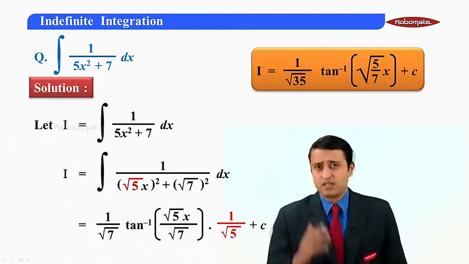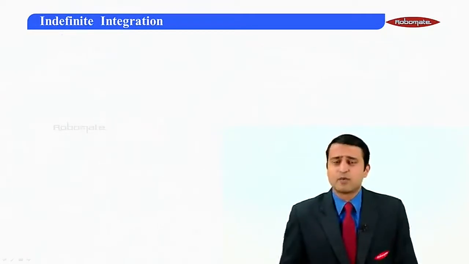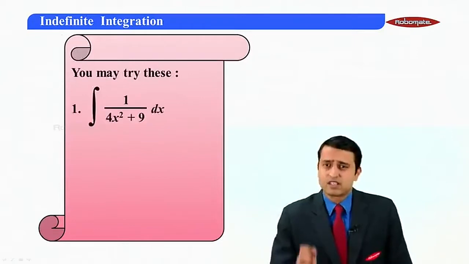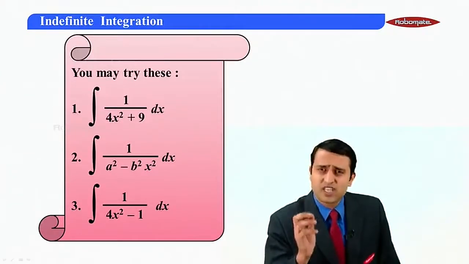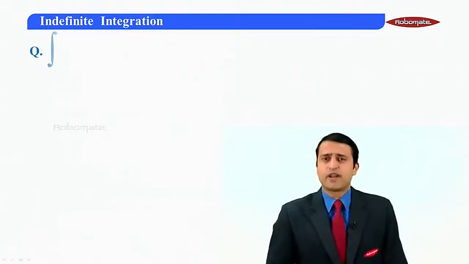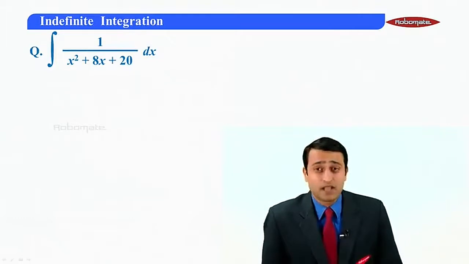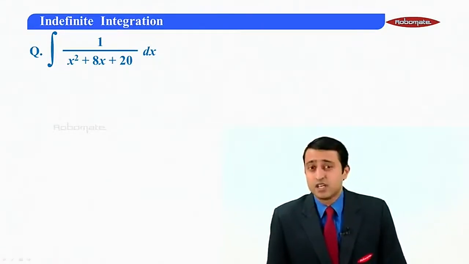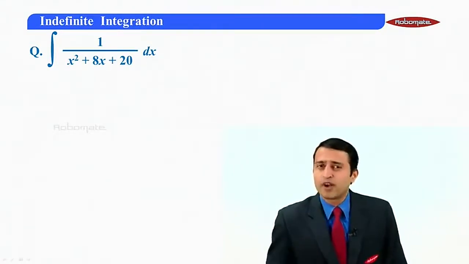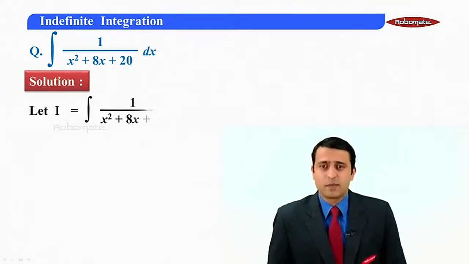Very simple sum. You may be very fortunate if they ask you like this in the exam. Let's take one more. Now here we have certain sums which are of the same manner. Formula may be different. Let's take one more example. Integral 1 upon x square plus 8x plus 20 dx. So here you have a proper quadratic expression in the denominator. For the solution, let us copy the question.